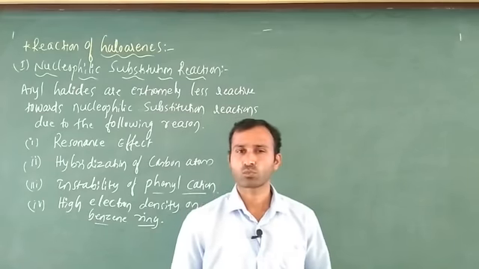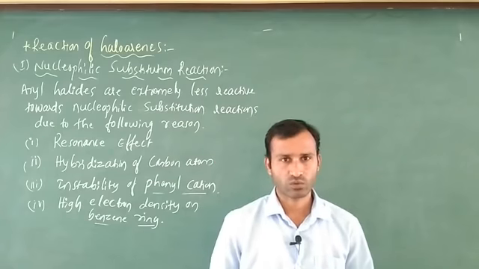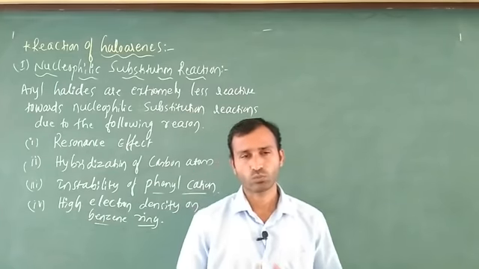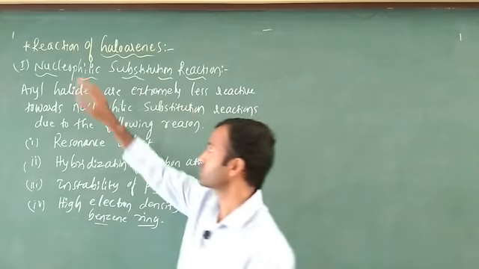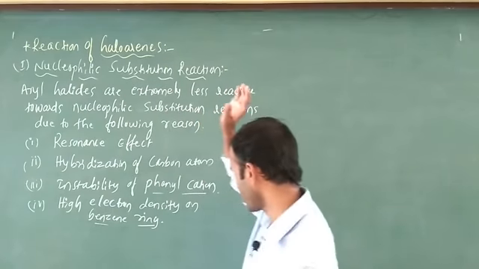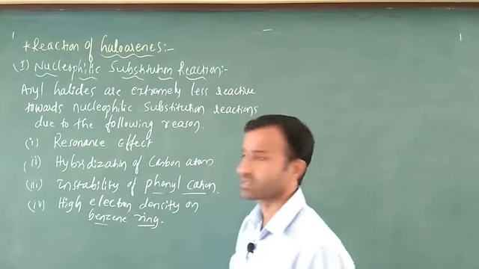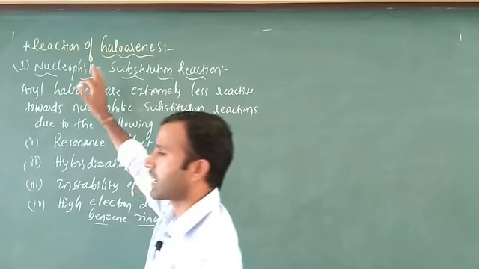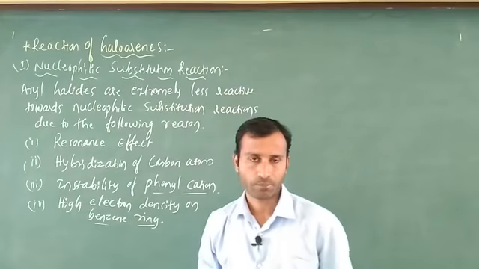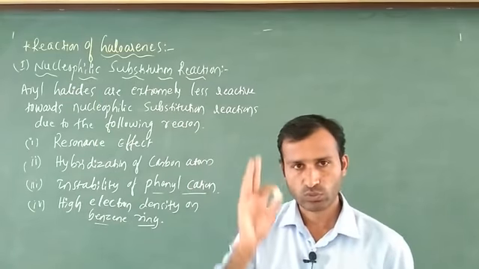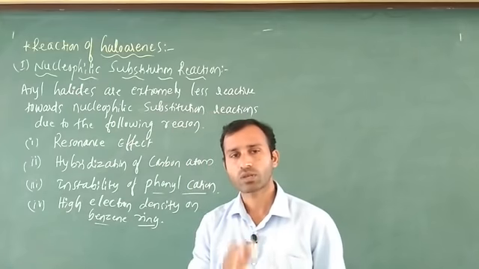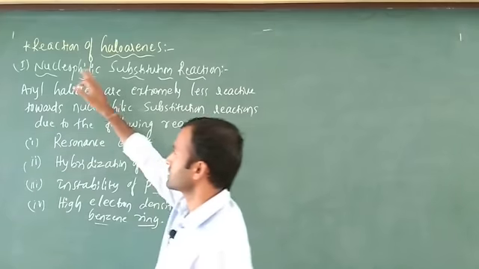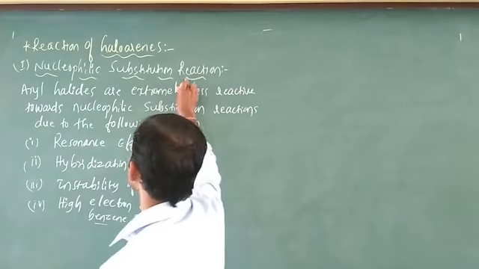Today we are going to discuss the most important point in the PU board. They are going to ask 2 to 3 marks questions in the board examination. The heading is very simple: reactions of haloarenes. Haloarene means a benzene ring connected with any one of the halogens, usually chlorine, bromine, and iodine are possible. In this case, it is the nucleophilic substitution reaction.